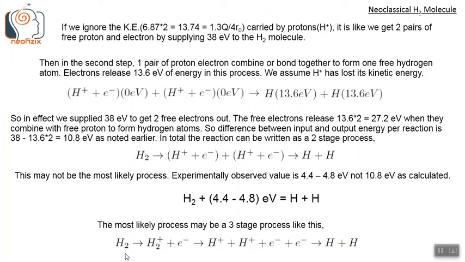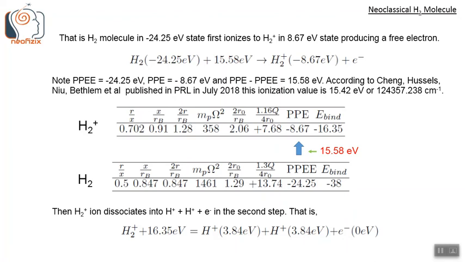First, the H2 molecule will be ionized into the H2 molecular ion, H2 plus, and a free electron. Then this hydrogen molecular ion will be dissociated, so it becomes H plus E minus, and this E minus is already there. So it reaches the completely dissociated state in the second step. And then pairwise they combine together, one proton and one electron, to produce the two free hydrogen atoms. So this is a three-stage process. This may be the most likely process that happens.